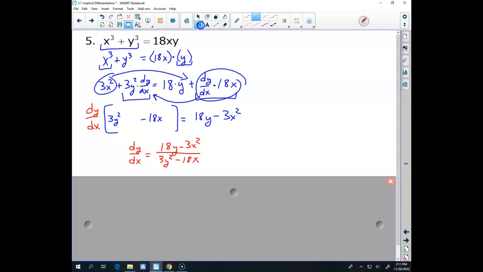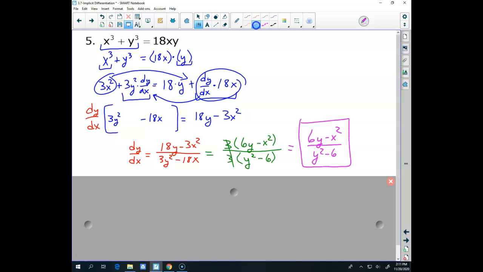Well, if I look at that, yes, I can simplify that a bit. Because as I'm looking here, I can take a 3 out of the numerator. That's going to give me a 6y minus x squared over, take a 3 out of the denominator. That's going to give me a y squared minus 6. I know those 3's are going to reduce, so this derivative is actually going to be 6y minus x squared over y squared minus 6.